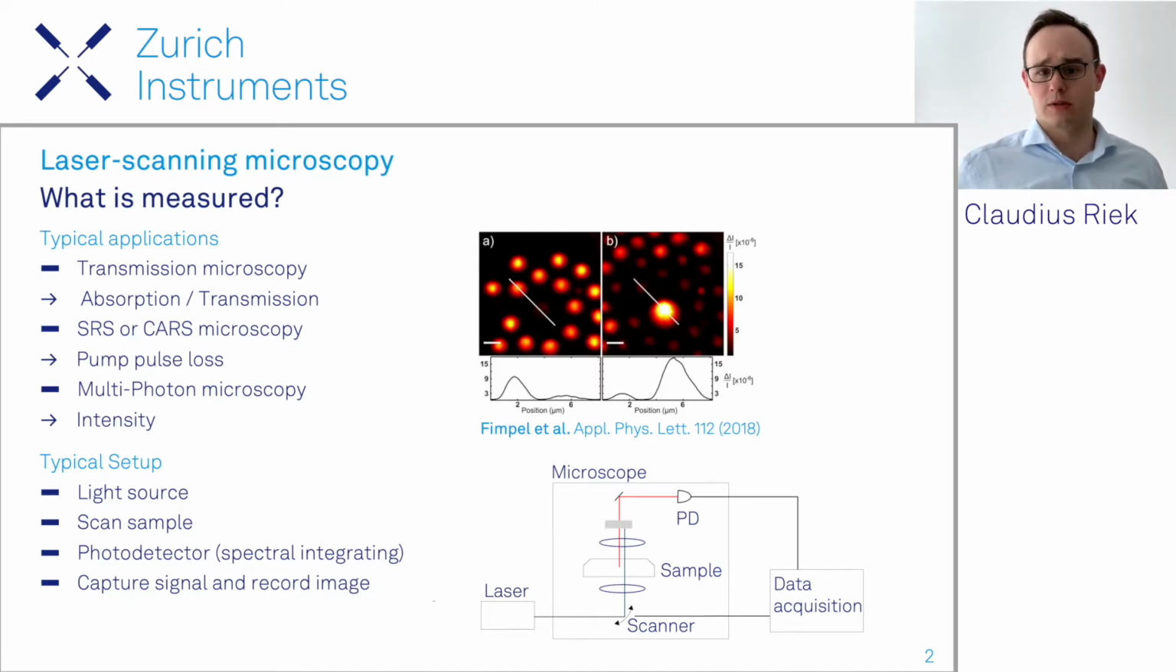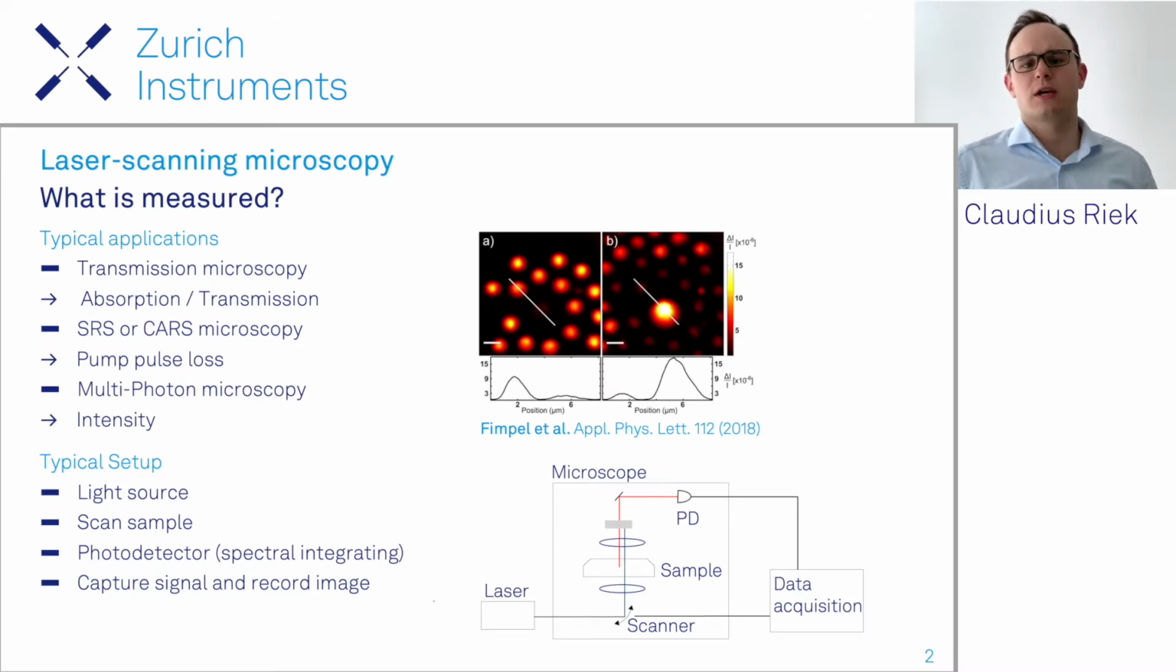For example, in transmission spectroscopy, we measure the transmission or the absorption. In SRS or CARS microscopy, so Raman-based microscopy techniques, we measure the pump loss, for example, or the Stokes gain, of course. In multi-photon microscopes, otherwise, we are measuring the intensity, the number of newly generated photons with a higher frequency. And this also depends highly on the application.